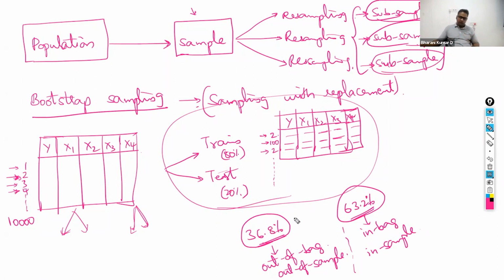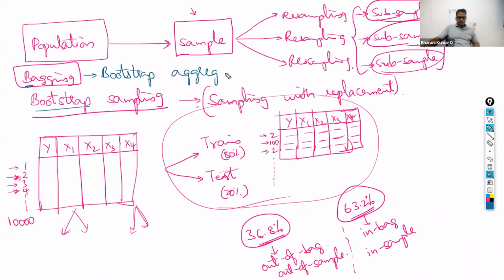Okay, next. Bagging means bootstrap aggregating. B stands for bootstrap. Aggregate. AGG is for aggregating.